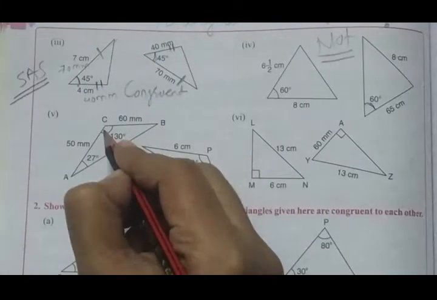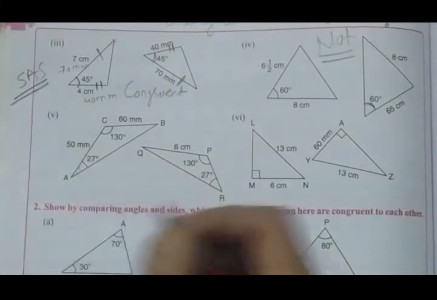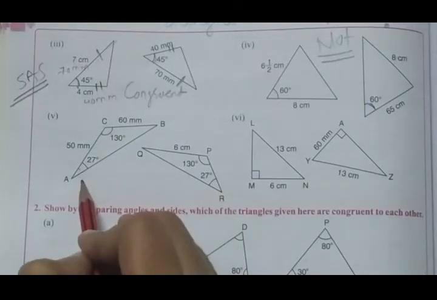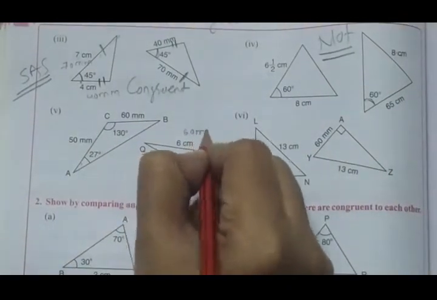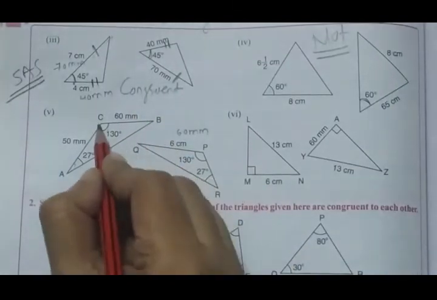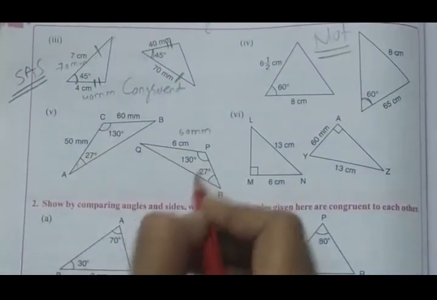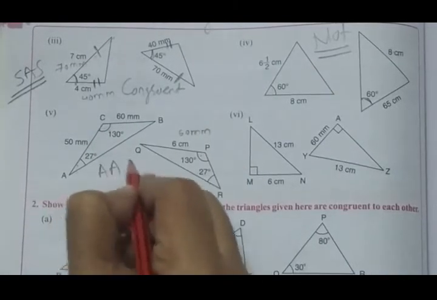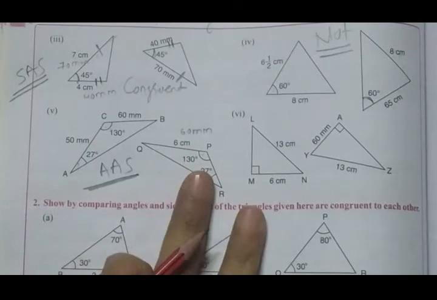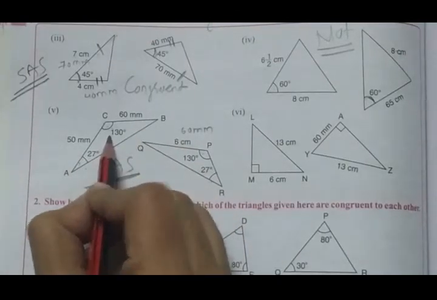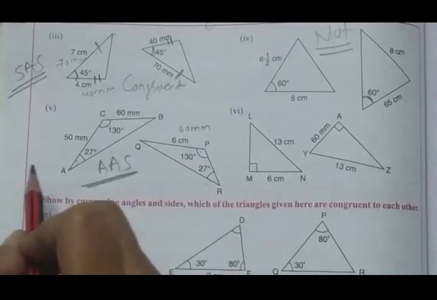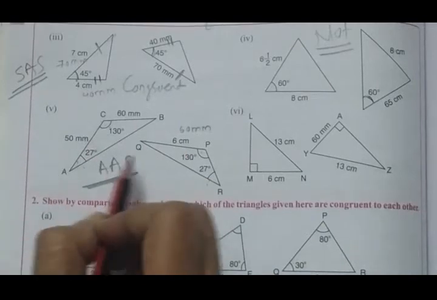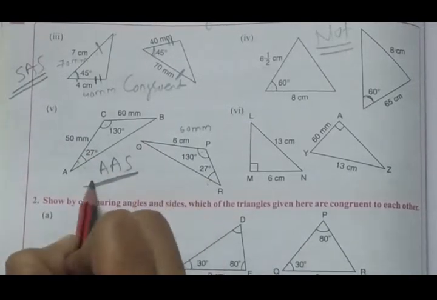Now we can see this example. Here you can see that there are two angles given, 130 degree measure and 27 degree measure. Now you can see it is 60 millimeter. Here is 6 centimeter, so this also you can write 60 millimeter. Now you can see this is one side and these two angles. This also angle side. So by angle side, yes, they are congruent, because this 27 degree and this 130 degree, here also 27 degree and 130 degree, then one side is congruent to this side. So you can say these two triangles are congruent to each other by using AAS condition, angle angle side.